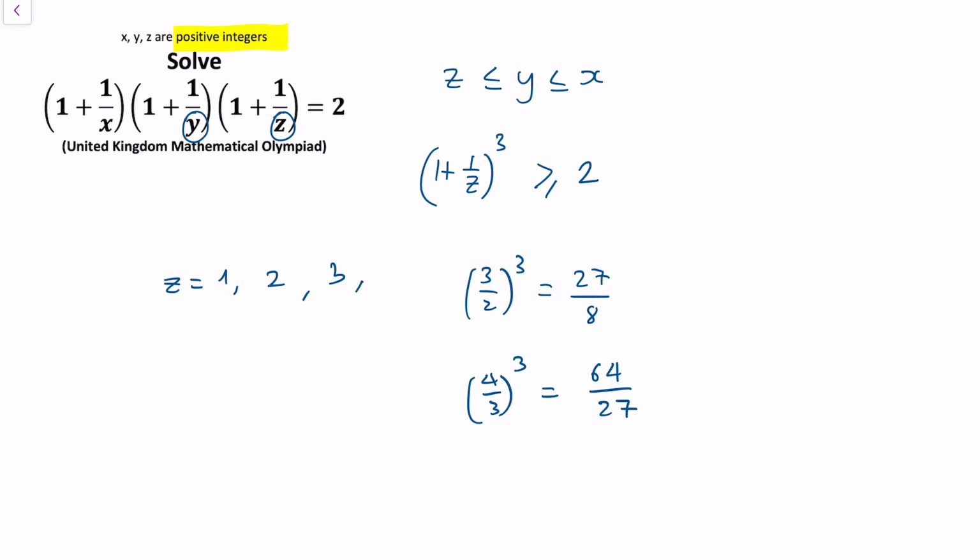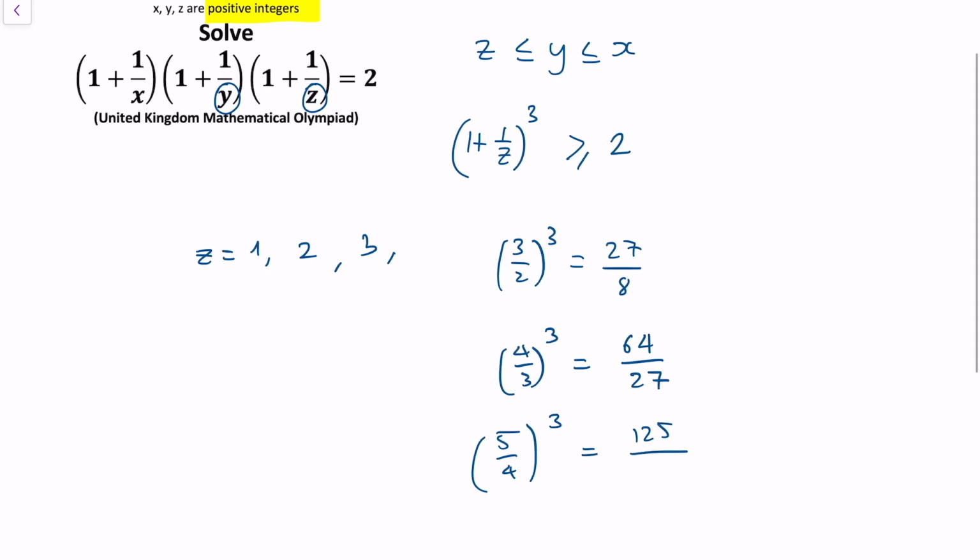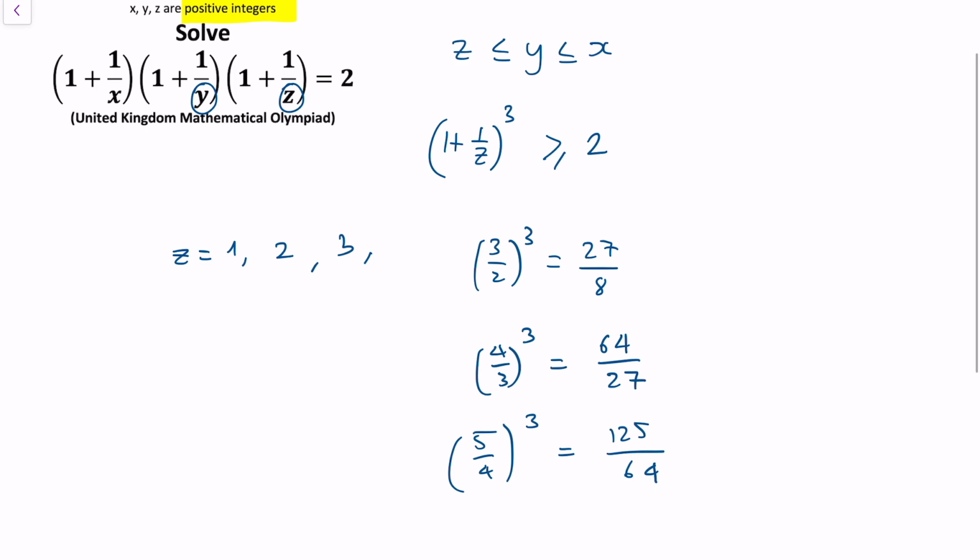Now when you try 4, you will see that if z is 4, we will have 5 over 4 cubed. Now that's equal to 125 divided by 64, right? And if you think about it, if you double 64, that's going to give us 128. So this will be less than 2. And that's the limit. So we want z to be 1, 2, or 3. Now all we have to do is test each case.